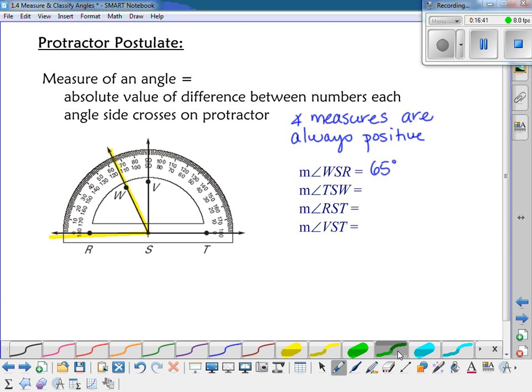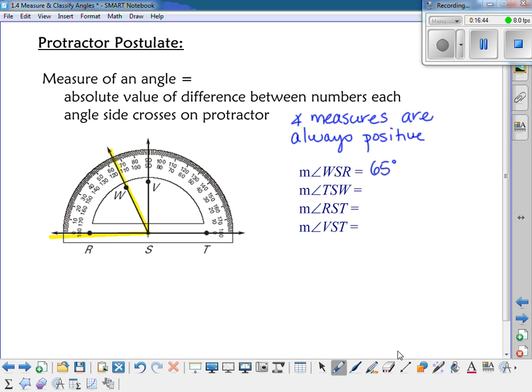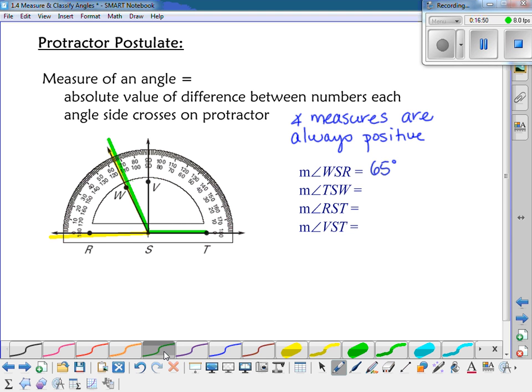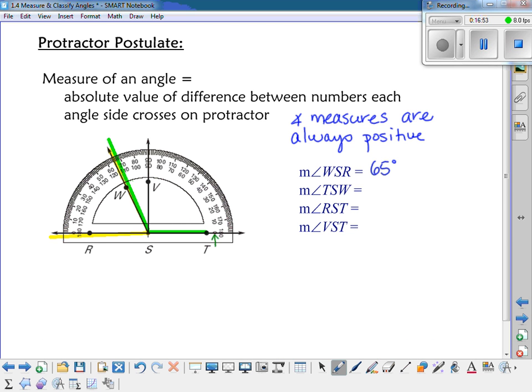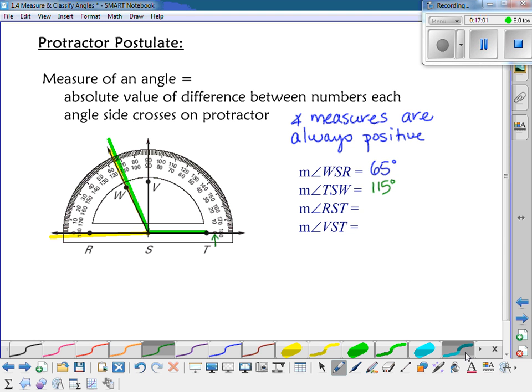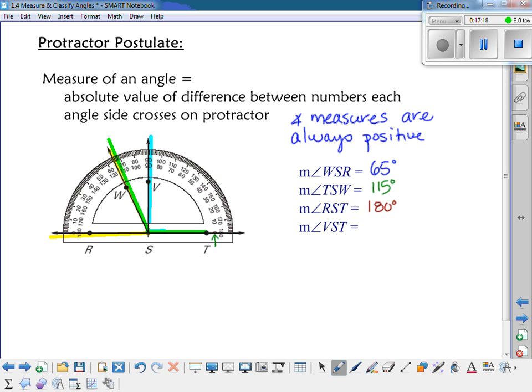Next, I look at angle TSW. TSW in green there. And I can go from the 0 on the inside and look at the inside track, and it's going to go to 115. So that's 115 degrees. Angle RST is a straight angle, so that one's obvious. That's 180 degrees. And then angle VST is a right angle. It's 90 degrees.